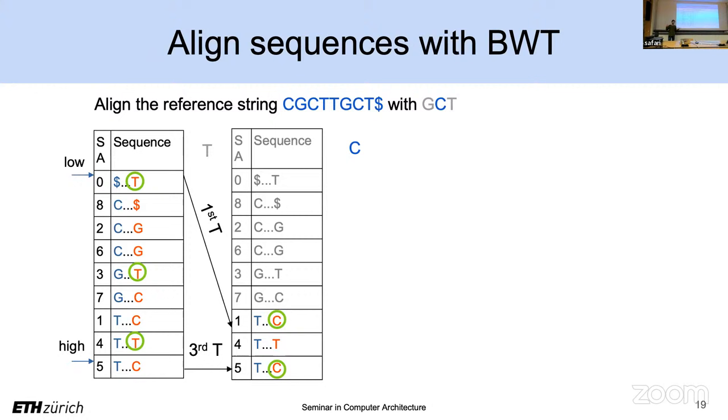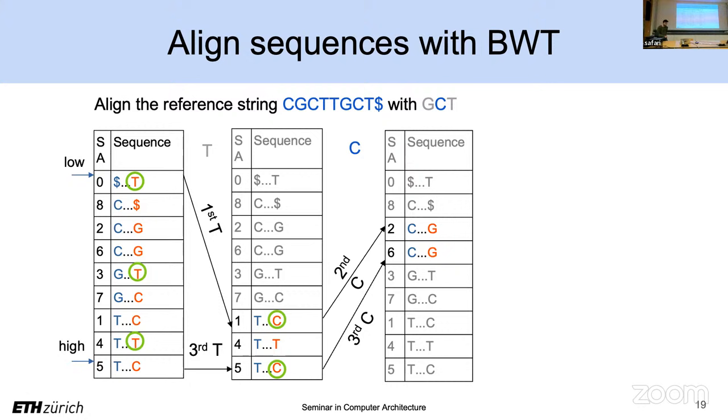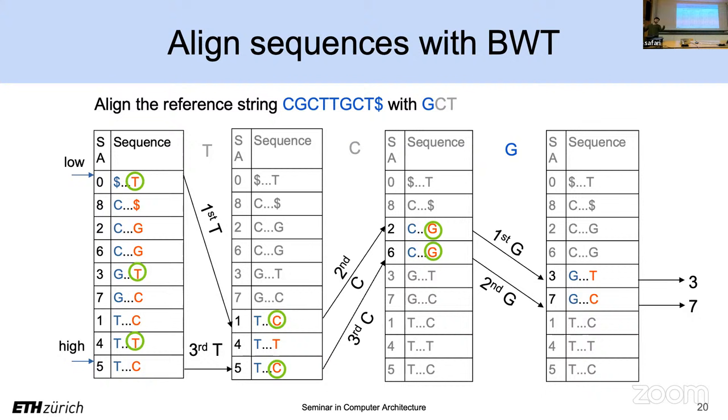So now our low and high pointers are now here in the second table. So you can do exactly the same game and sequence the second and the third C in the first column. And so you can do this for G, and then you get your answer, which is 3 and 7, like the index of these sequences. So you can now locate them.